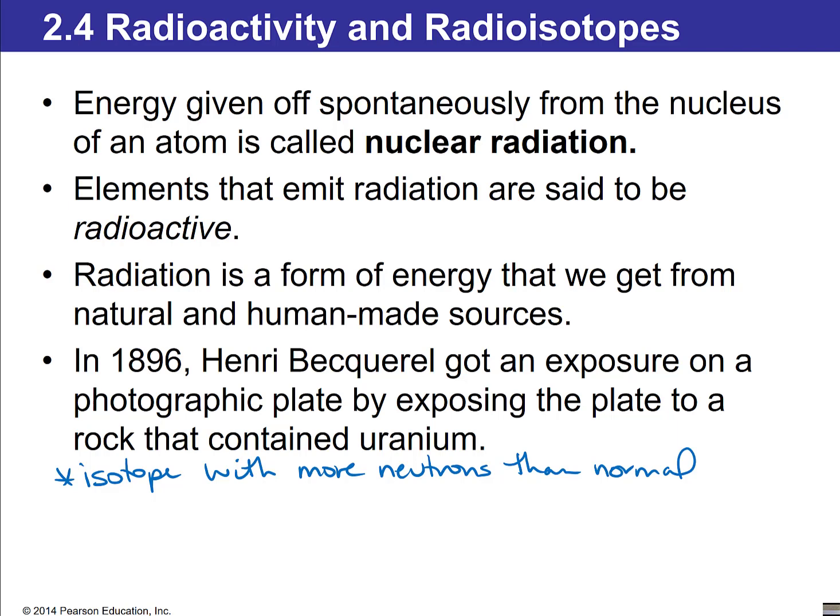So atoms may release energy. As they try to become more stable, that energy is nuclear radiation. It means nuclear because it's coming from the nucleus of an atom. So that's where that terminology comes from. Elements that emit this radiation, they refer to them as being radioactive.